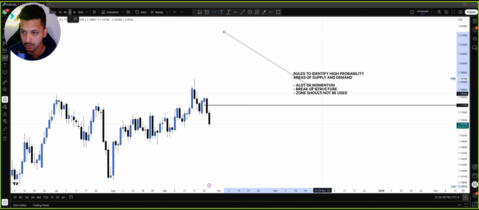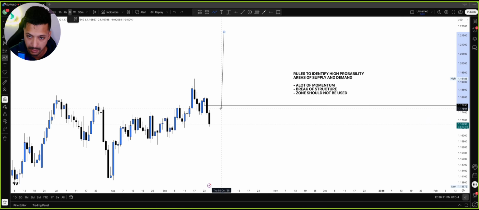So rule number one, a lot of momentum. By a lot of momentum, I mean big body candles. We're not looking for weak candles with small bodies and larger wicks. We're looking for big body candles and for price to move away from that area really fast. So right here we can see two daily bearish candles, monster candles that are moving away with a lot of momentum. So rule number one is met, which is a lot of momentum.